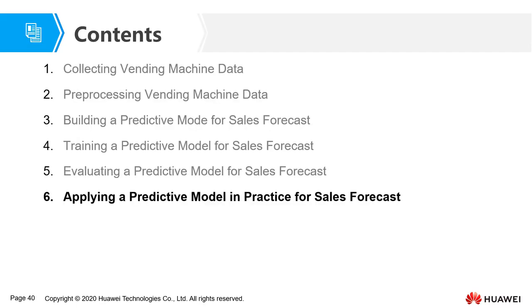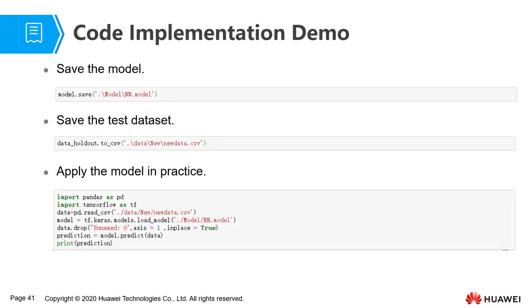How do we use the model? Save the trained model using the save function. After the model is saved, you need to use the model to predict the sales volume of goods in the region. We will use the actual data. In this experiment, we will use our test set to simulate the actual data. Therefore, we also save the test set as CSV data by using the to_csv function.